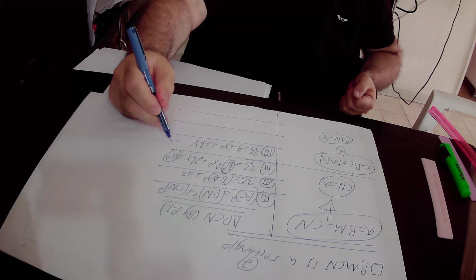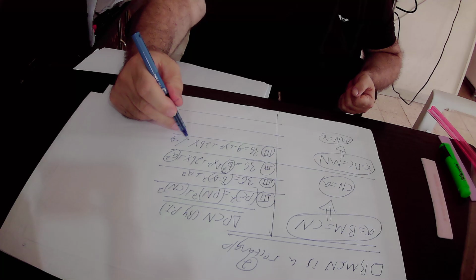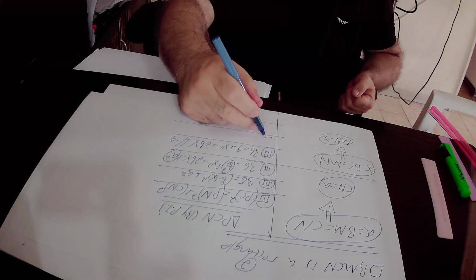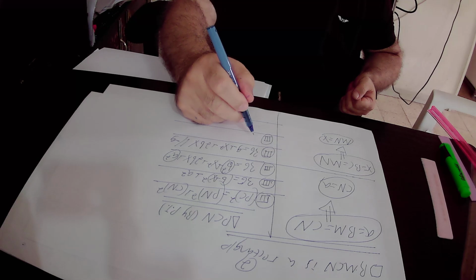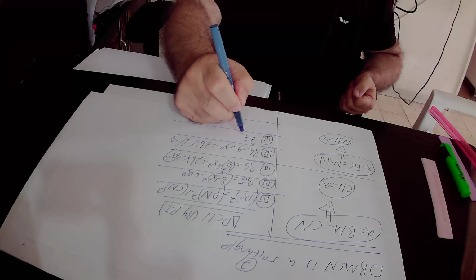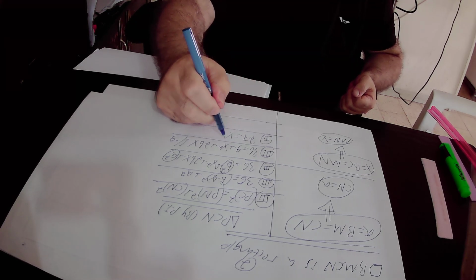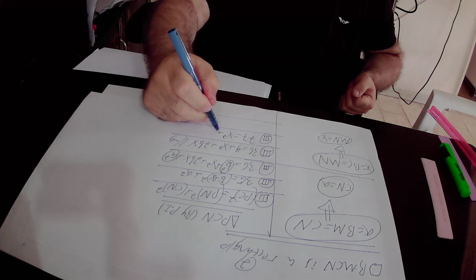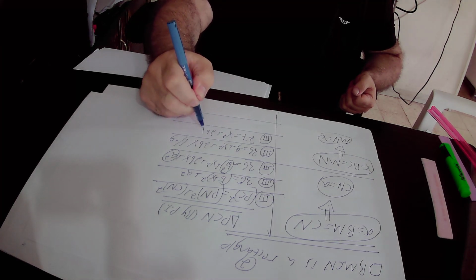Here we subtract 9 from equation number 3, and we get that according to equation number 3, 36 minus 9 is 27, that is equal to x squared plus 2bx.